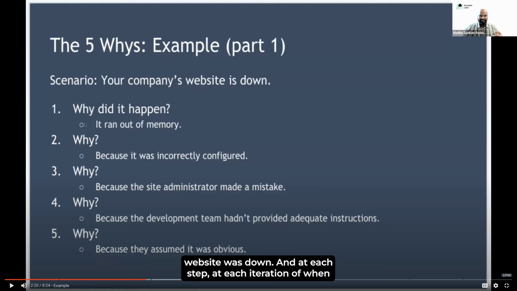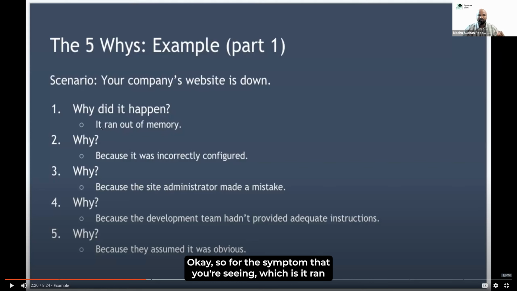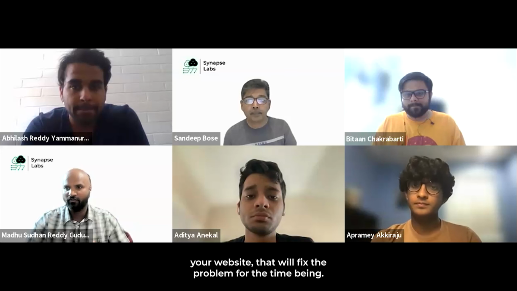At each iteration of asking why, you would identify a problem as well. And theoretically, you can try to solve the problems or the symptoms that you are seeing at each of these levels. So for the symptom that you're seeing, which is that it ran out of memory, you can immediately try to boost the memory of the machine where you are hosting your website. That will fix the problem for the time being.